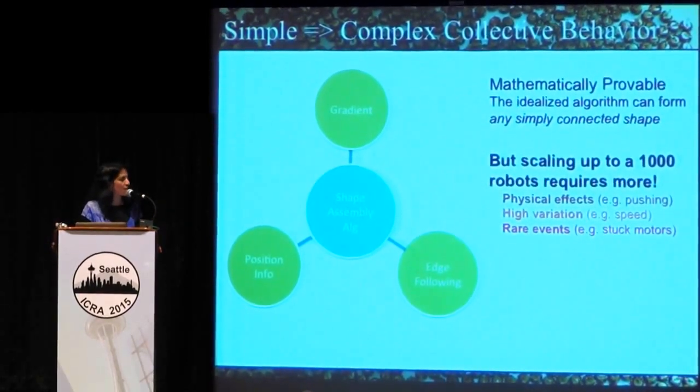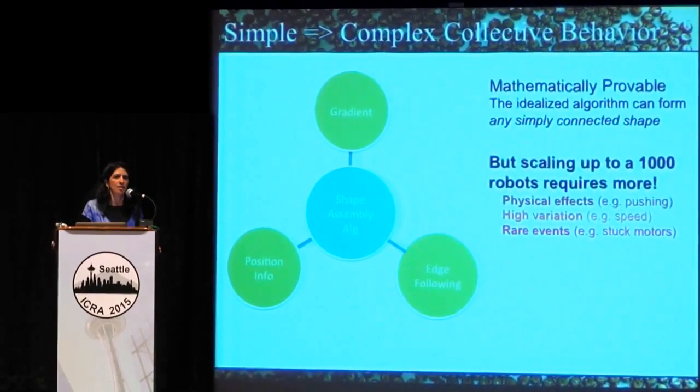The second thing we learned is having high variation. We're all used to the idea that robots are noisy.